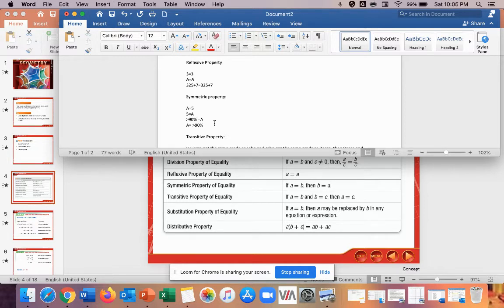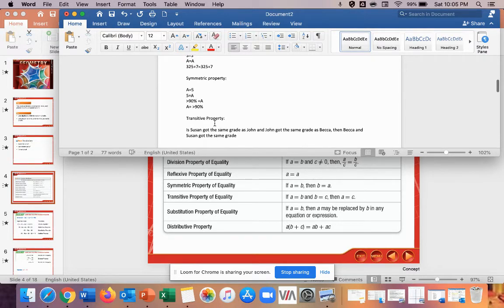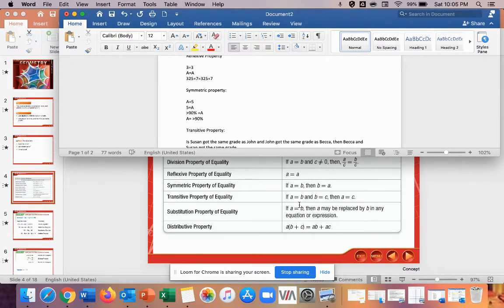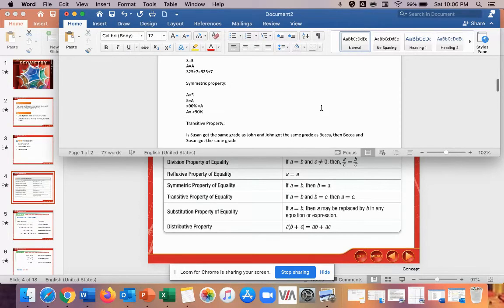It's kind of like saying a new T-shirt is worth $15 and $15 is worth a new T-shirt. You know what I mean? That's what you could say for it. That's the symmetric property. All right, transitive property is a little confusing here. If A equals B and B equals C, then A equals C. Kind of confusing, but I break it down this way.